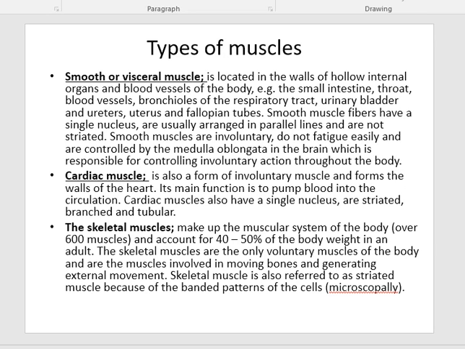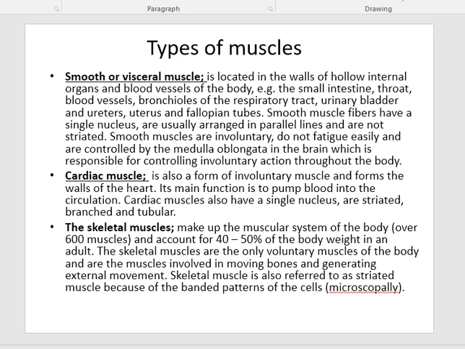For the cardiac muscle, it is also involuntary muscle and forms the wall of the heart. Its main function is to pump blood into the circulation. Cardiac muscle also has a single nucleus, and is striated. It's not like the visceral muscles or smooth muscles. And branched and tubular.